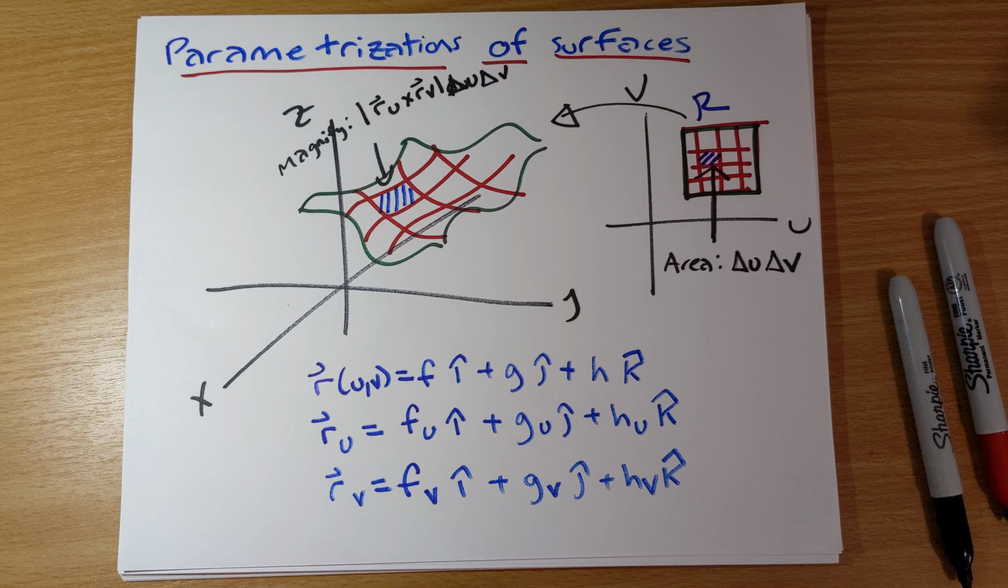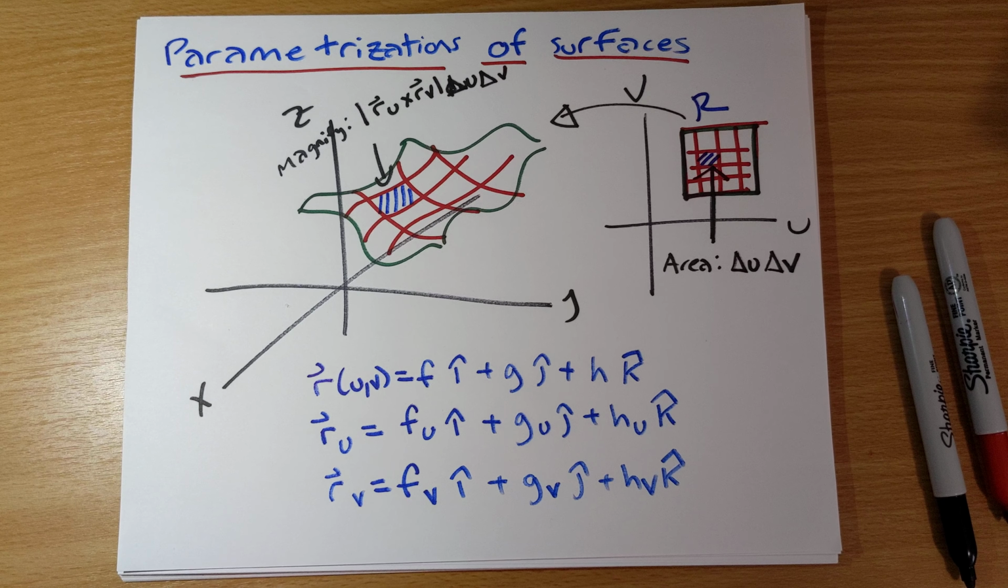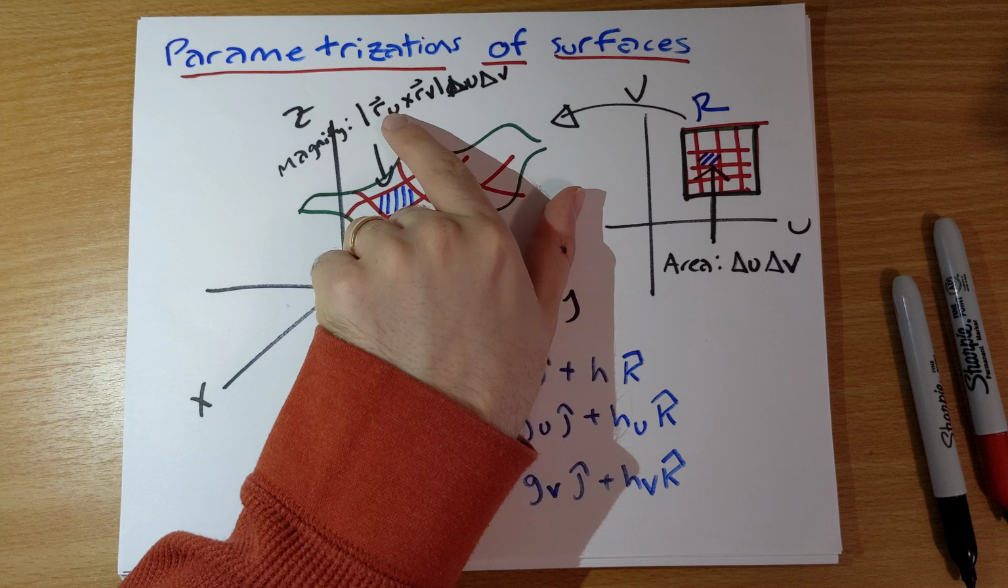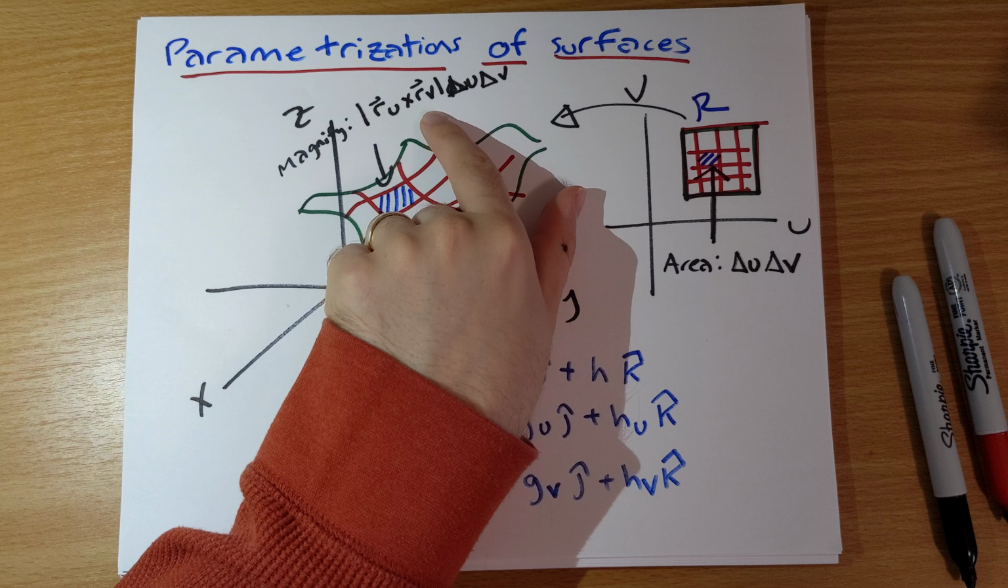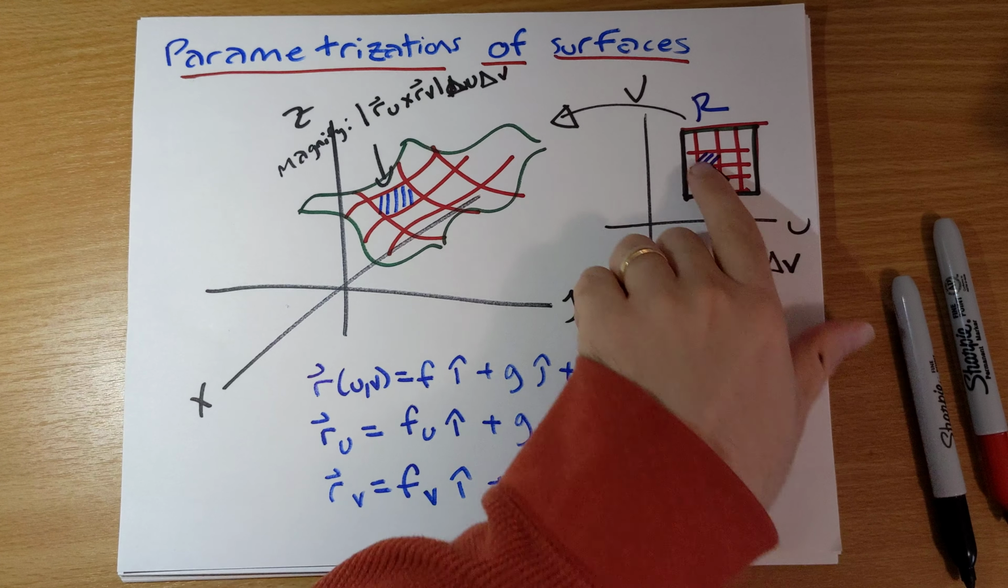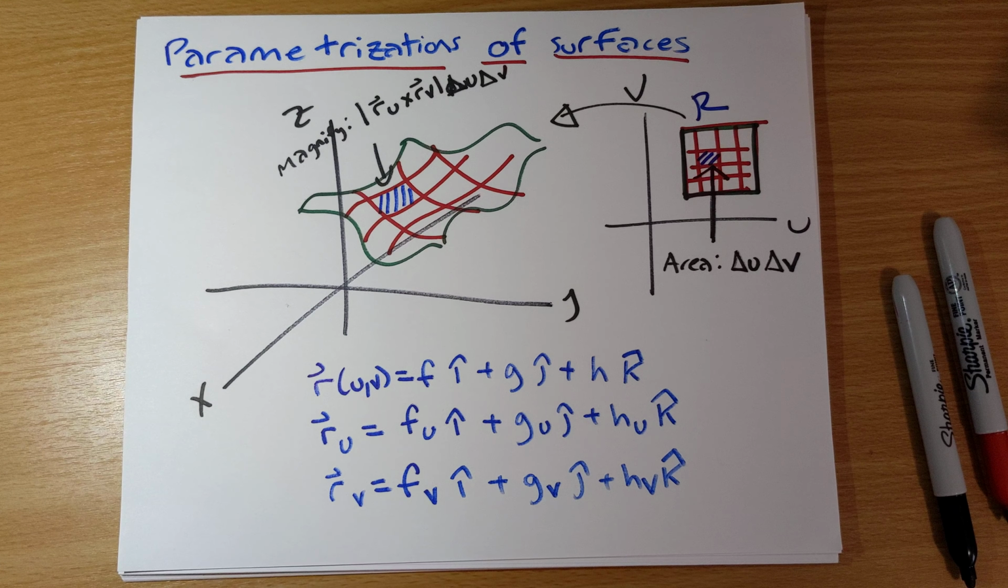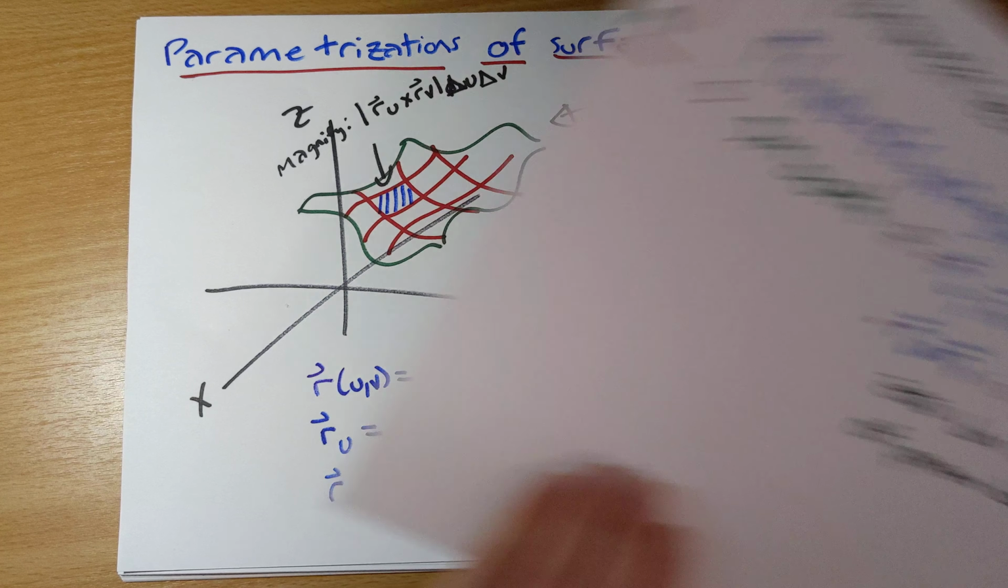In the limit, as we take everything to be infinitesimally small, then those will become dU's and dV's and everything would become exact here. But this is the idea. The magnitude of R sub U cross R sub V gives you the scaling factor going from here to here. I'm not going to go through a derivation of that. Take a look in the book for more details.